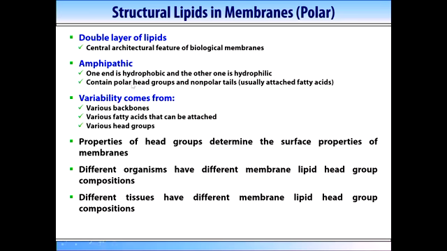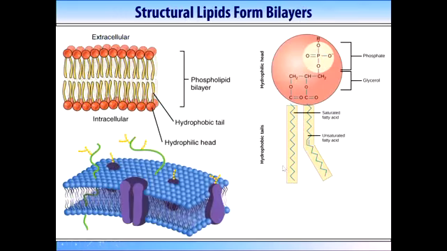The variability and diversity here in the structural lipids come from different backbones that can be used, from different fatty acids that can be used, and from different head groups that are attached. Of course, the properties of the head groups determine the surface properties of the membrane. Different organisms have different membrane lipid head group compositions, and different tissues in the same organism have different lipid head group compositions. We'll talk about this in detail now.